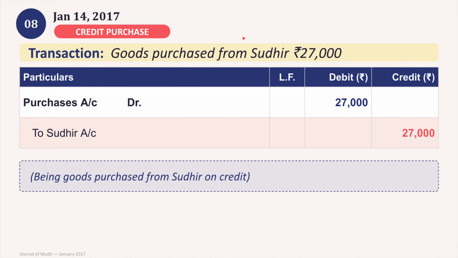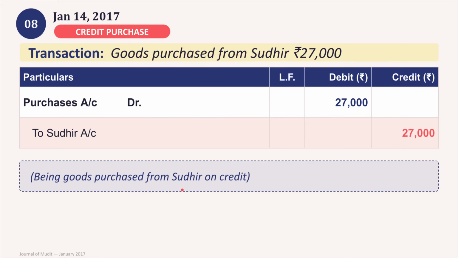Next, goods purchased from Sudhir for 27,000. Purchase account debtor to Sudhir account. Because goods are coming in, we will debit purchase account. Since it is a credit purchase, we will credit the creditor. Okay, so Sudhir will be a creditor now. Increase in creditor has to be credited. Purchase account debtor to Sudhir account, 27,000 in the debit, 27,000 in the credit.